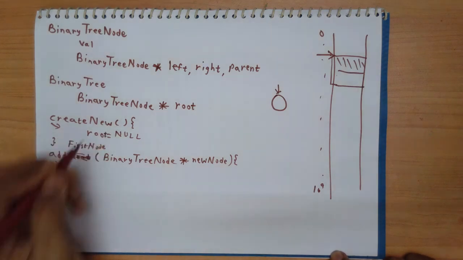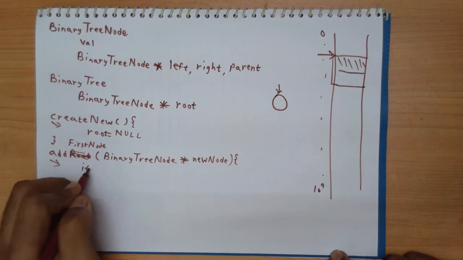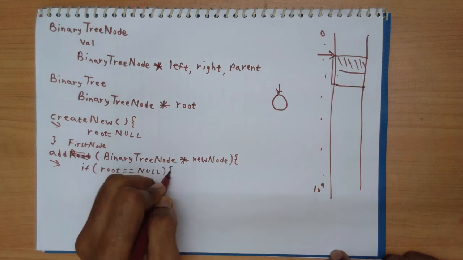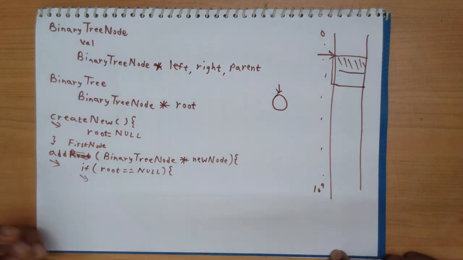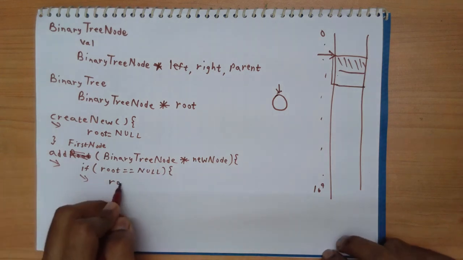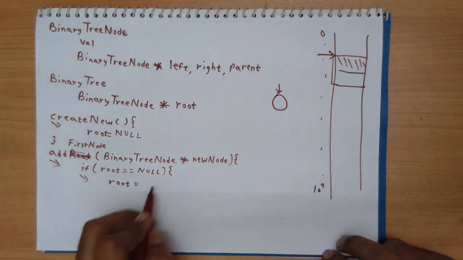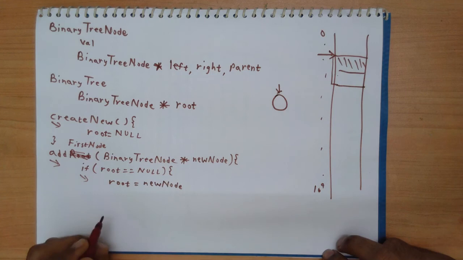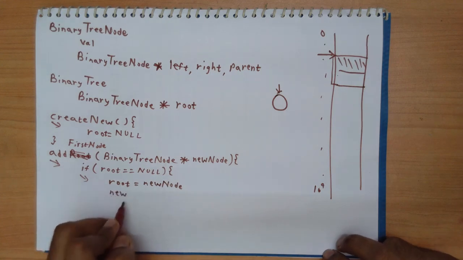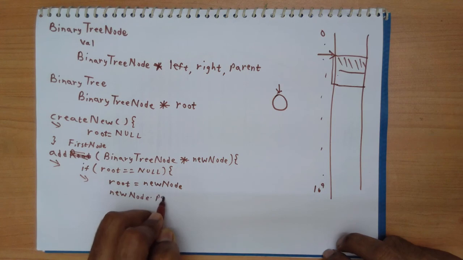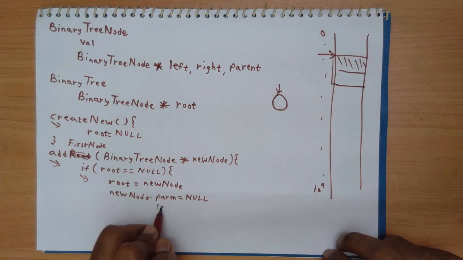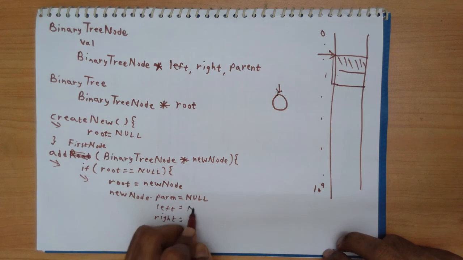Okay, so we should check if our root is equal to null. If that's the case, then we should add, right? Then we should say that our root is equal to the new node that you just sent us, and then we should ensure that the new node dot parent is equal to null, and we should also set the left and right as null.